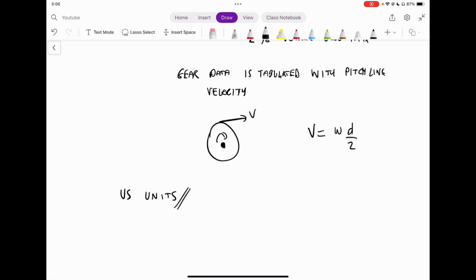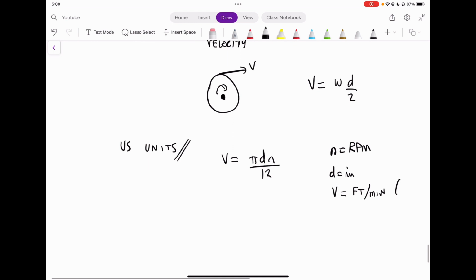So in US units, we can say that V is equal to pi times d times n over 12. So instead of doing omega d over 2, we can do pi d n over 12, where n is in RPM, so we don't have to convert to radians per second. D is in inches, and V is in feet per minute. Okay, we can also write feet per minute sometimes as FPM.